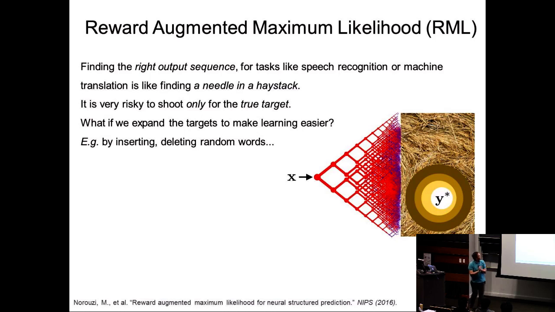So the idea here is to expand the targets to make learning easier, for example, by inserting or deleting some random words. So you're almost getting the translation right, but if you missed a few words, that's okay. Same thing goes for classification. Sometimes people are saying, well, if you classify this image as a cat, I'm not going to penalize you that much. I'm going to penalize you a little bit, so I'm going to give you a loss of maybe minus 0.2. But if you classify it as a car, I'm going to give you a loss of minus 10. That basically means you need to really make sure that you don't misclassify a cat image as a car.